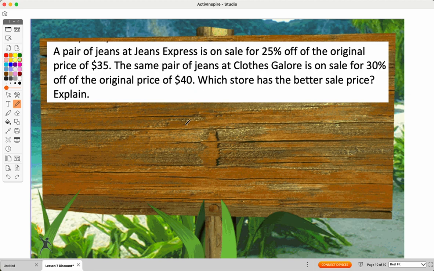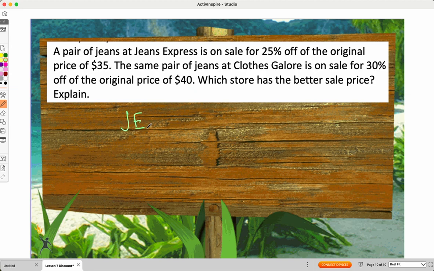All right, so let's see if we can figure this out. Jeans Express is here. This one is Clothes Galore, CG. Jeans Express sells a pair of jeans for $35 for its original price, and it's 25% off, so that's multiplied by 0.75. And then we have Clothes Galore that has a sale, it costs more, but has it on sale for a greater value. It's times 0.7.